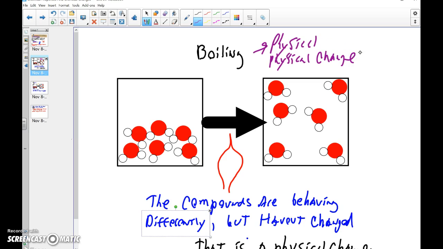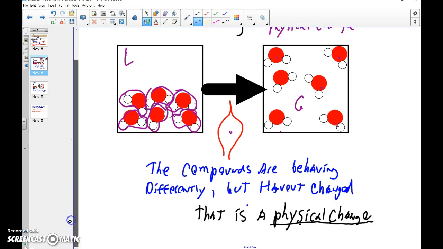Okay, so here you have water molecules, and this is a water, this is a water, this is a water, this is a water, this is a water, this is a water. All right? Now, when I subject that water to heat, I can boil it. I can change it from the liquid form to the gaseous form. But what you'll notice is there's still water molecules in the liquid form and still water molecules in the gaseous form.